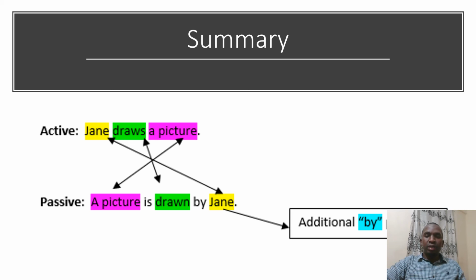Jane draws a picture. Now that's active, but in passive, say a picture is drawn by Jane. We only add the word by. But as you have seen the colors here, the colors indicate where you say this is active and why you say this is passive.